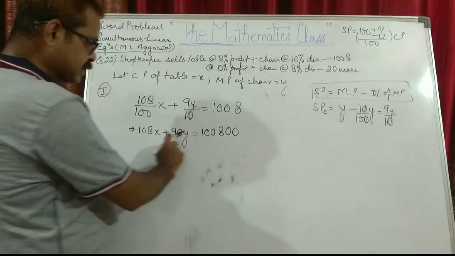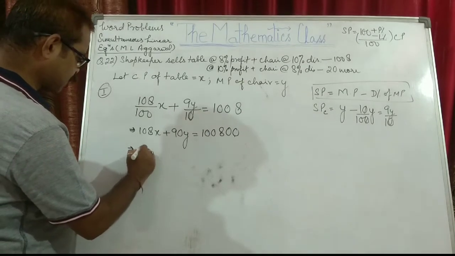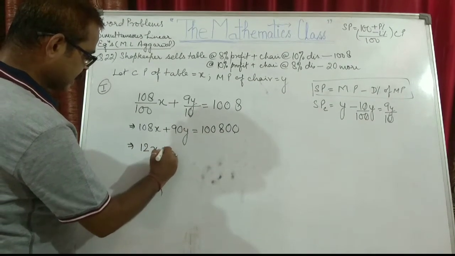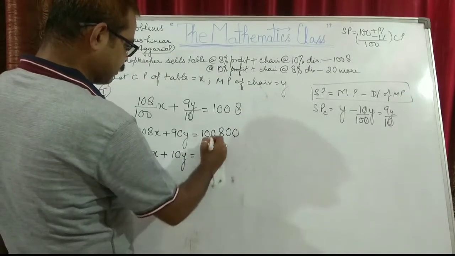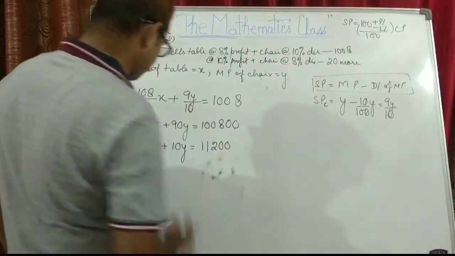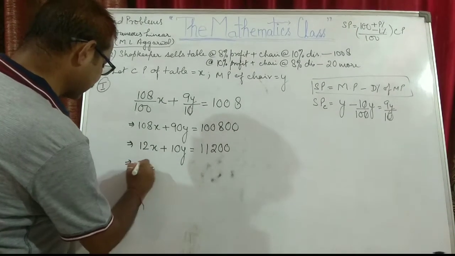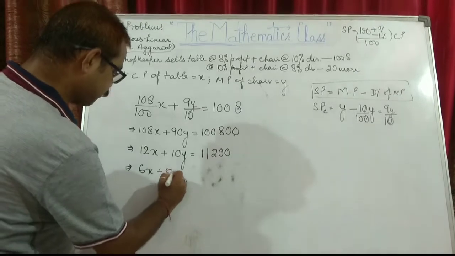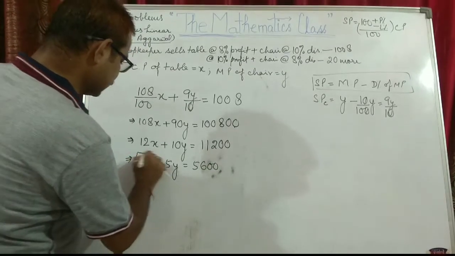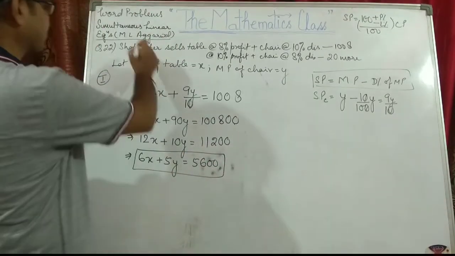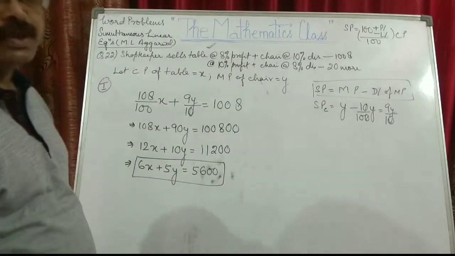Now you can see that all these numbers are divisible by 9. So we will divide it by 9. So 12 nines are 108, so 12x. 9 tens are 90, 10y is equal to 9 ones are 9, 9 twos are 18, 0, 0. Now this again can be simplified or divided by 2, so that you will get 6x plus 5y is equal to 5s are 10, 6s are 12, 0. This is one equation that we have got from first case. This is the first equation that we have got from first case.